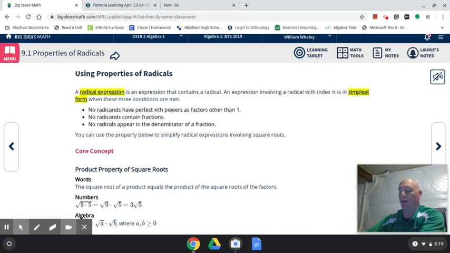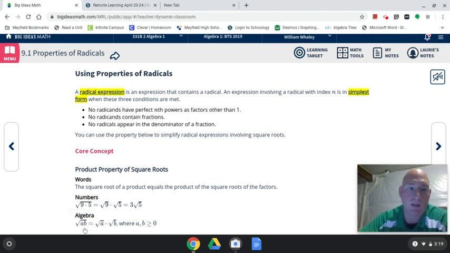When you look at your notes, you have them right here in front of you, but I'm going to use the book right now. So let me get rid of that.